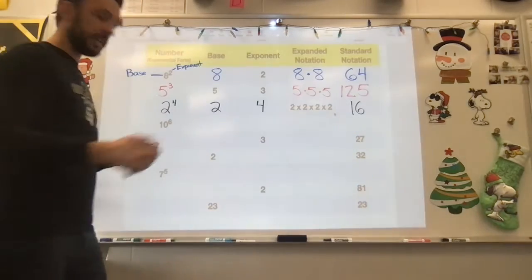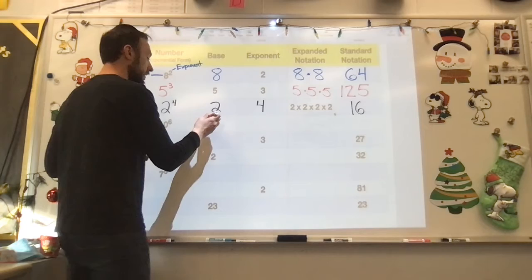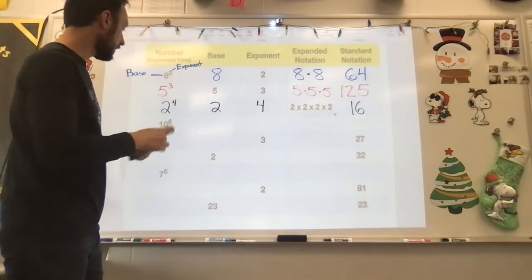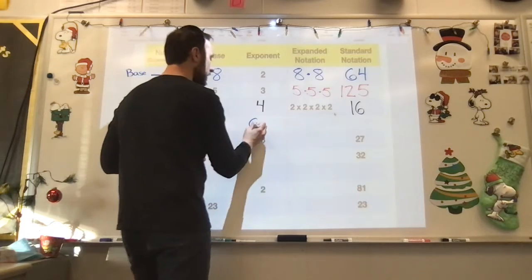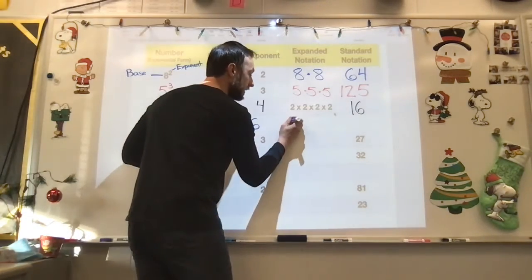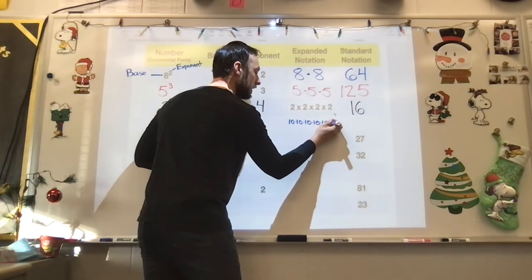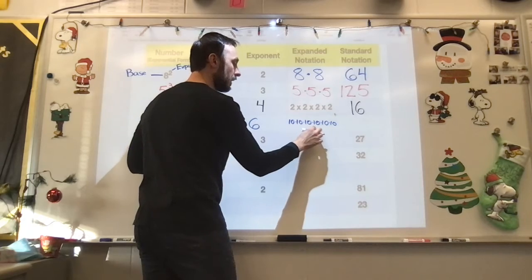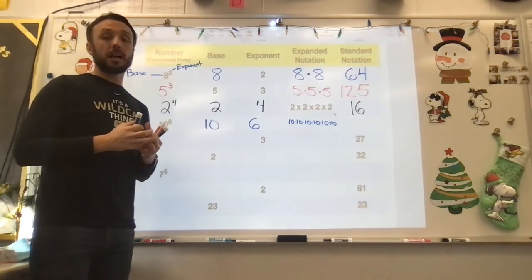The next one says 10 to the 6th. Well, my base is 10. My exponent's 6. So I need to write 10 6 times. So that's 10 times 10 times 10 times 10 times 10 times 10. 1, 2, 3, 4, 5, 6. 6 tens. And we don't need to multiply that to solve the answer.